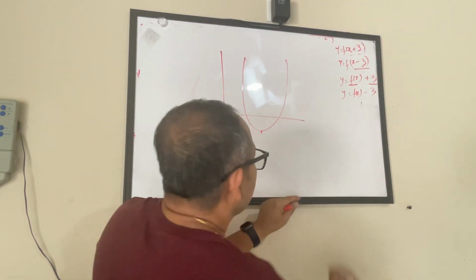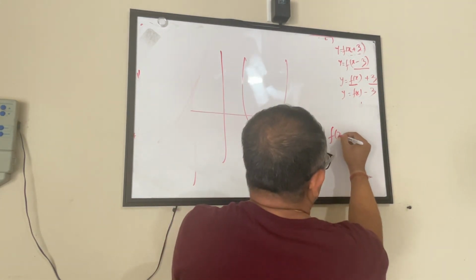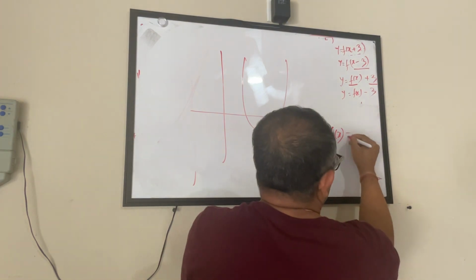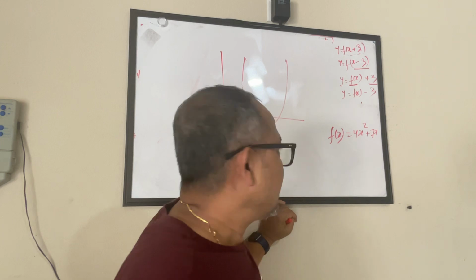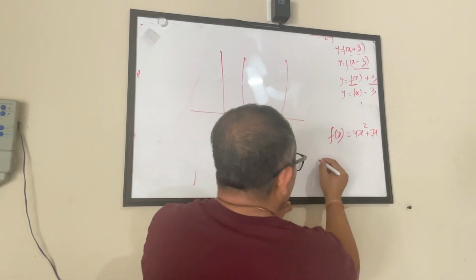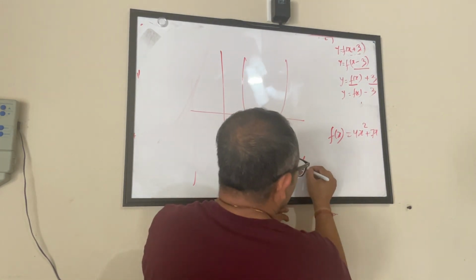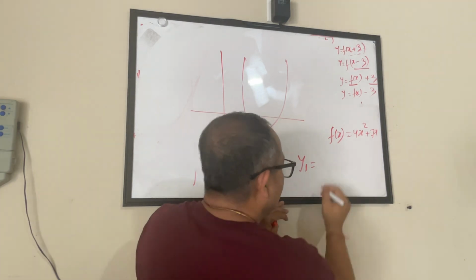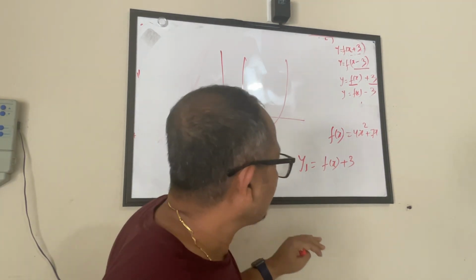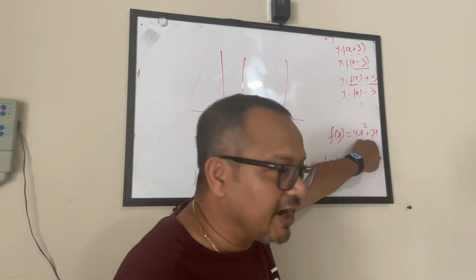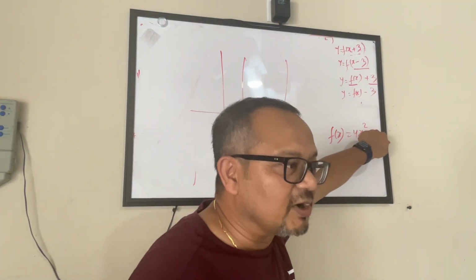Let's say my function is like this, 4x squared plus 7x. I will go for a new function y1, which is function of x plus 3. Now look at, for the same value of x, what happens to y?